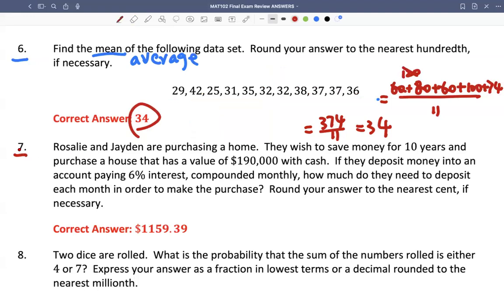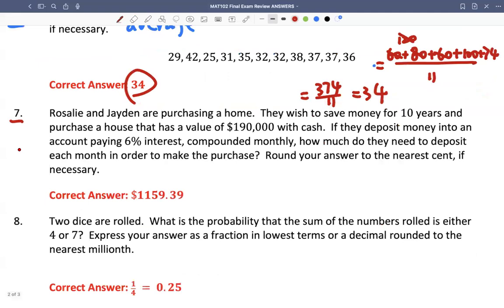Okay, let's look at number 7. Someone wants to purchase a home and they want to save money for 10 years. Looking for keywords. The purchase house has a value of 190,000 with cash. They don't want to loan money. If they deposit money into an account paying 6% interest, compounded monthly, how much do they need to deposit each month to make such a purchase?